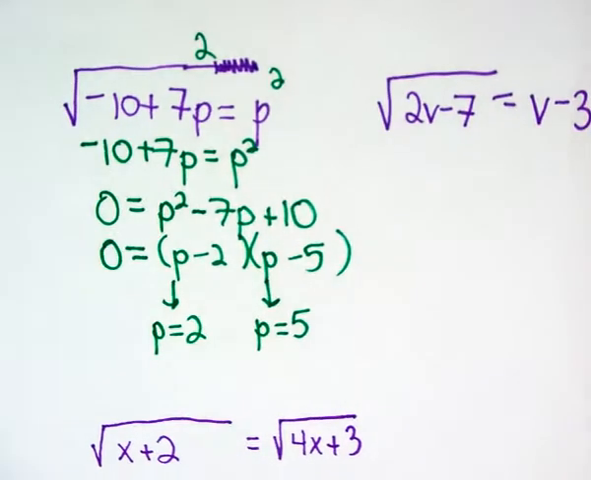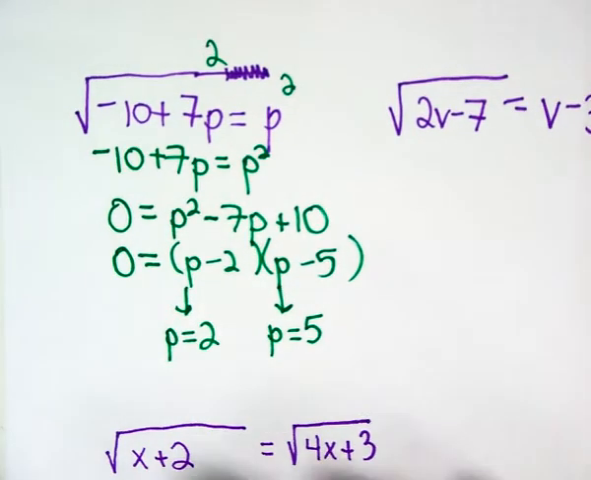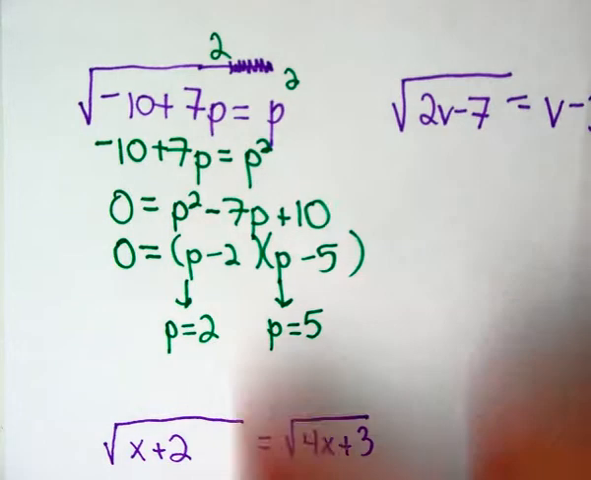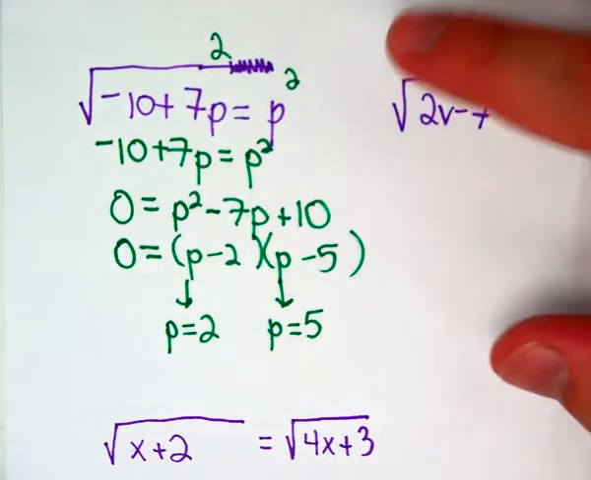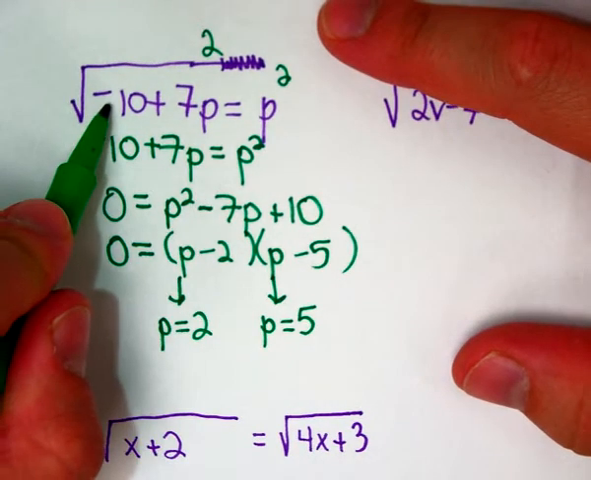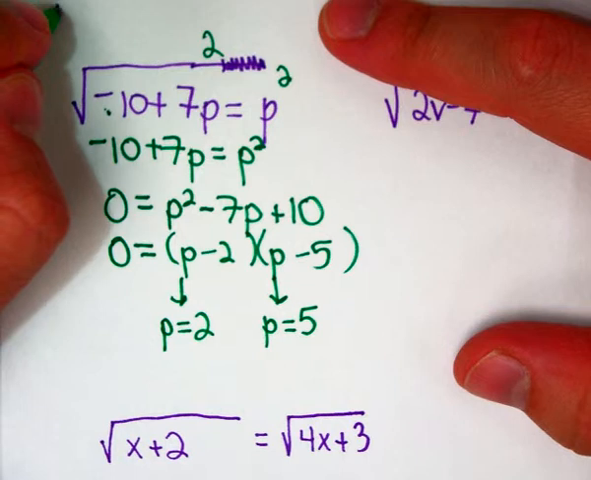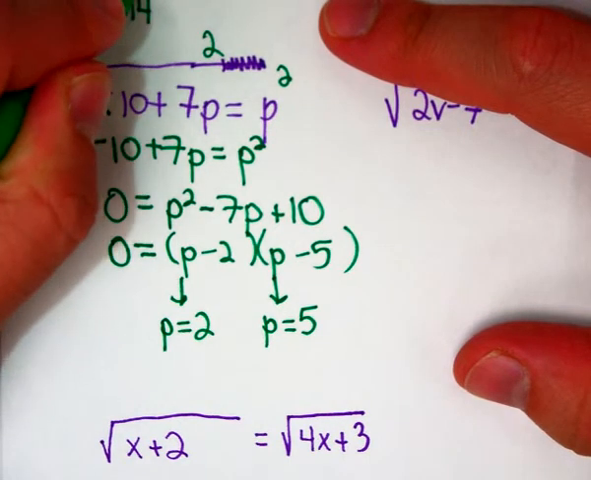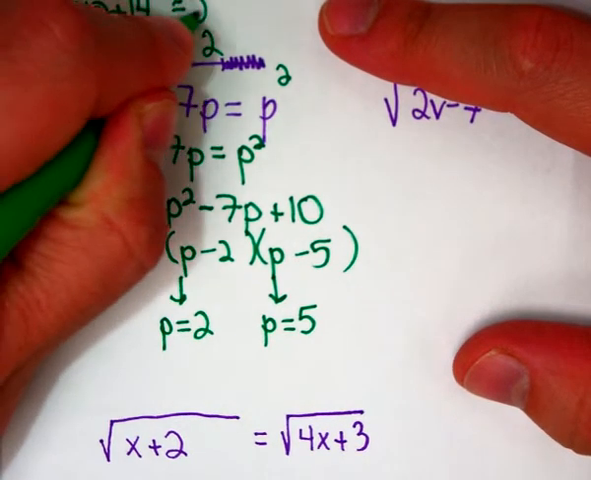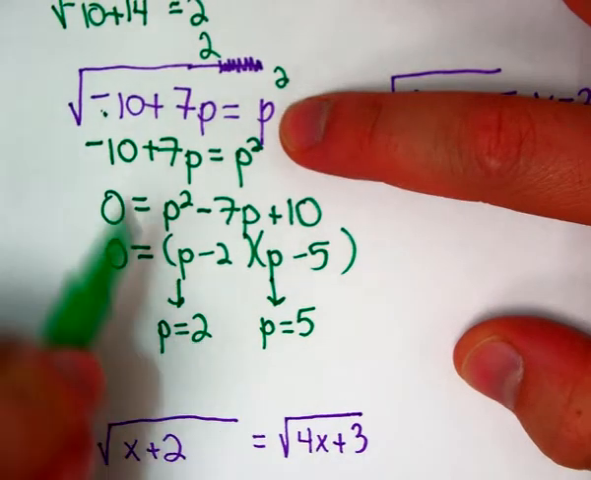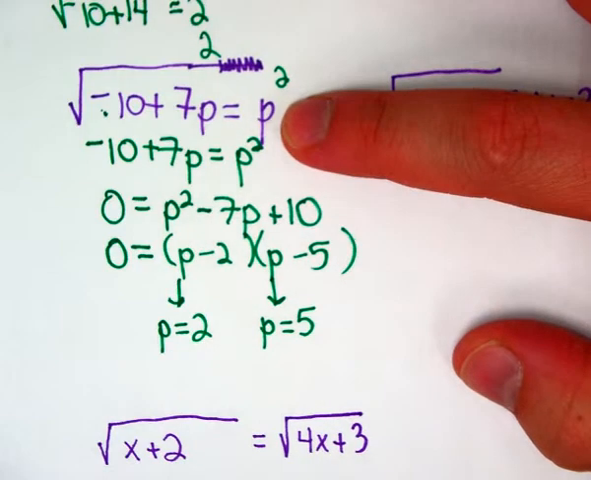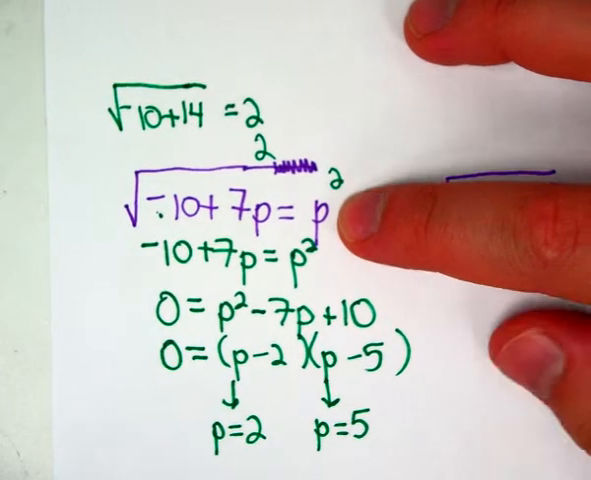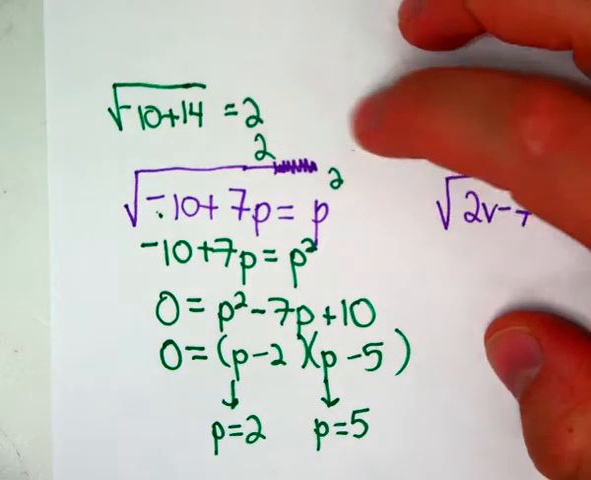Now, it is important that we test these. All right, so let's take each one of these and test them out. Negative 10 plus 7 times 2, which is 14, and that equals 2, because that's our p-value. So negative 10 plus 14 is 4. Square root of 4 is 2. So that checks out. Let's try the 5 here.